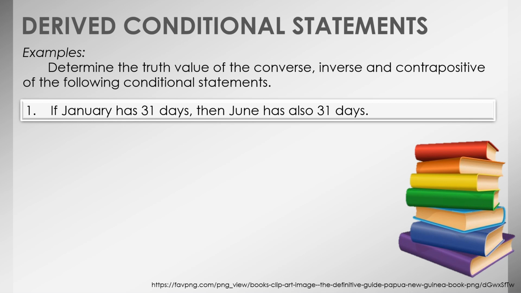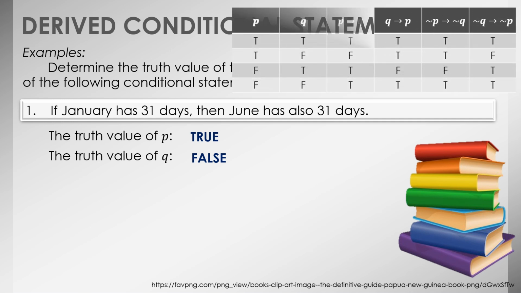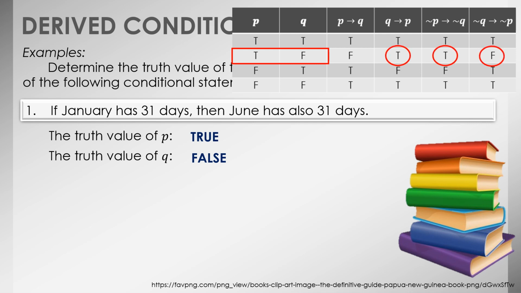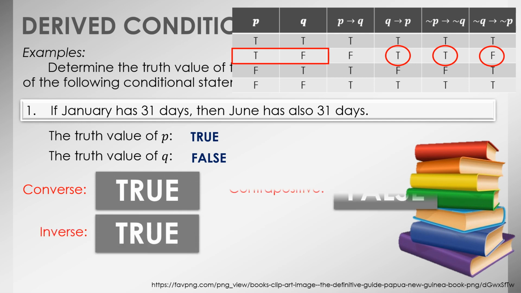Observe that the P statement is indeed true, since the month of January really consists of 31 days. However, the Q statement is false, since the month of June consists only of 30 days. Now, recalling the truth table presented earlier, we have seen that we are on the second case, which implies that we are expecting to have these following truth values. Hence, the converse is true as well as the inverse, while the contrapositive is false.